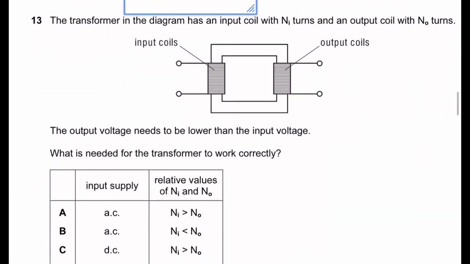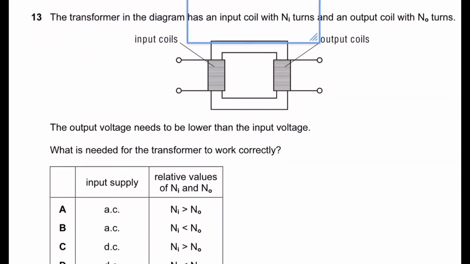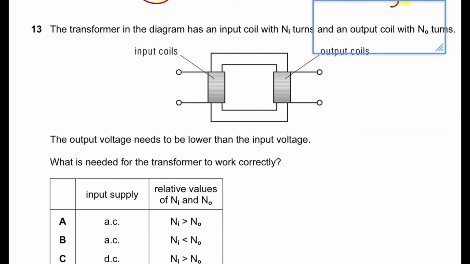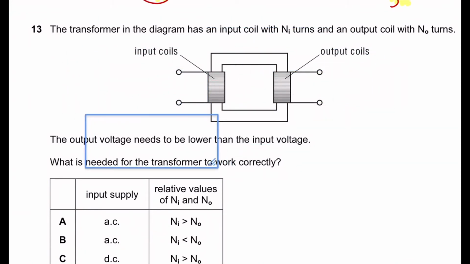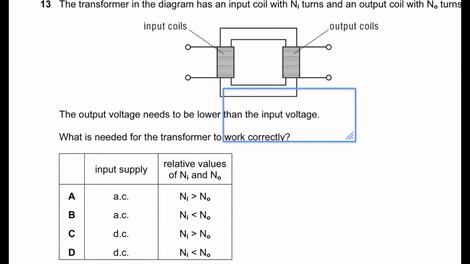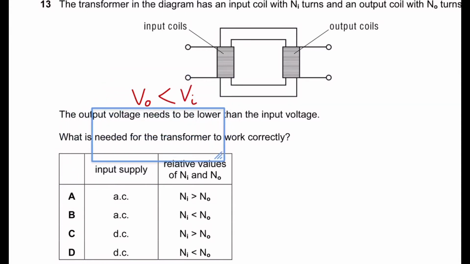Okay, next, question 13. The transformer in the diagram has an input coil with Ni turns and an output coil with No turns. Here's the diagram, here's the input side, and here's the output side. The output voltage needs to be lower than the input voltage. Let us write that down first. What is needed for the transformer to work correctly?